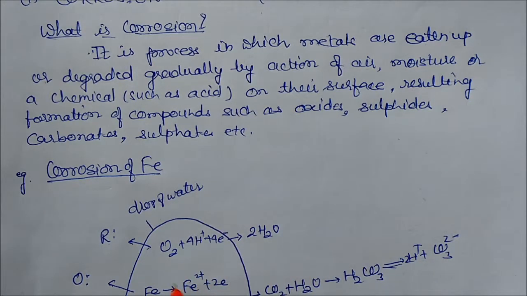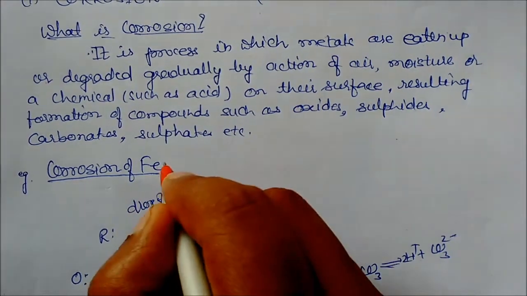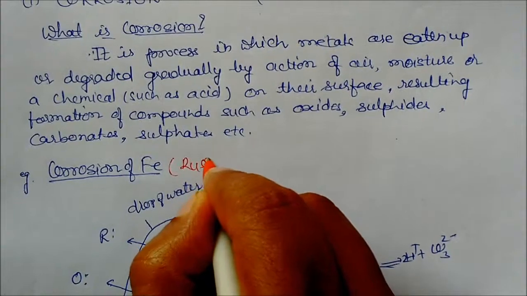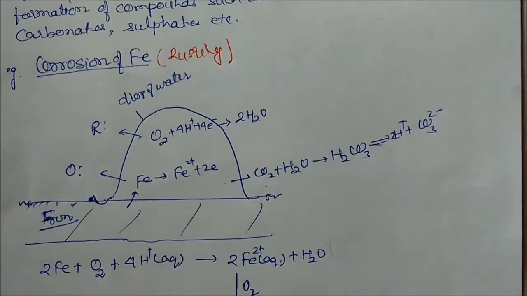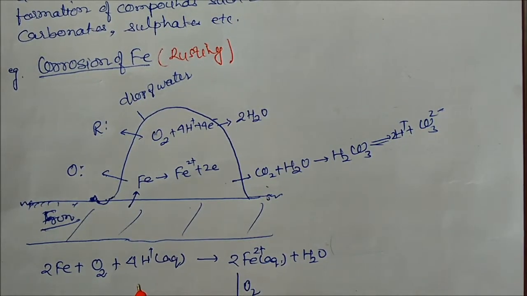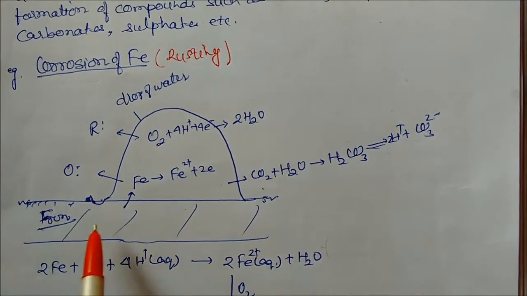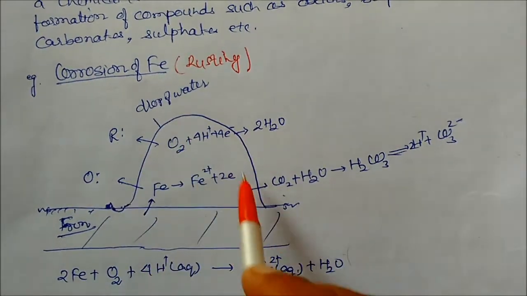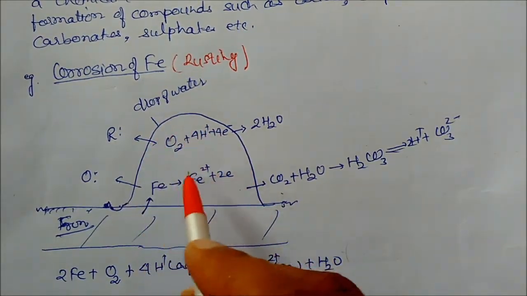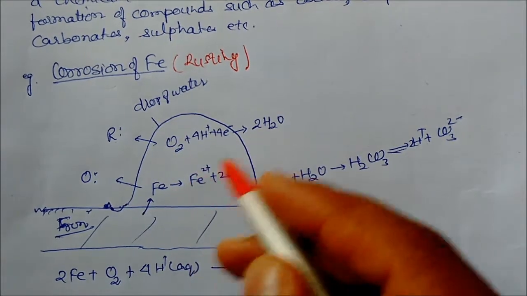Let us see one example: corrosion of iron, which is also called rusting. Here we will see how this phenomenon takes place on the surface of the iron. I have drawn one diagram. This is a diagram of a metal surface. Metal means iron, and this is a drop of water. This drop of water is not pure water, it is impure water.